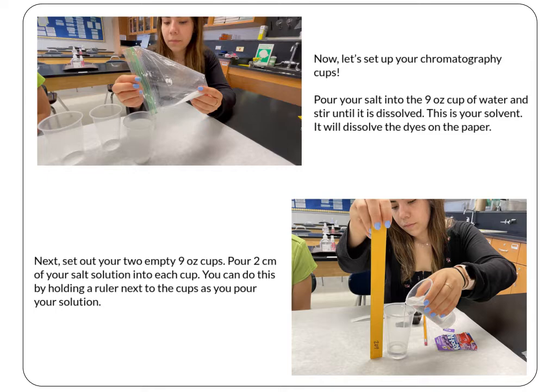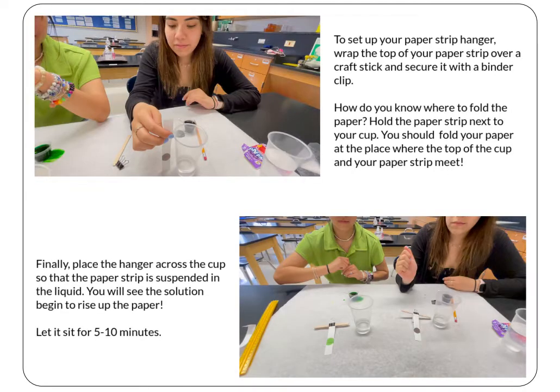You can do this by holding a ruler next to the cups as you pour your solution, like we're doing in the picture here. Now let's set up your paper strip hanger. To do this, you're going to wrap the top of your paper strip over a craft stick and then secure it with a binder clip.